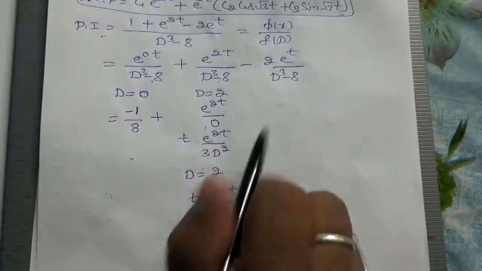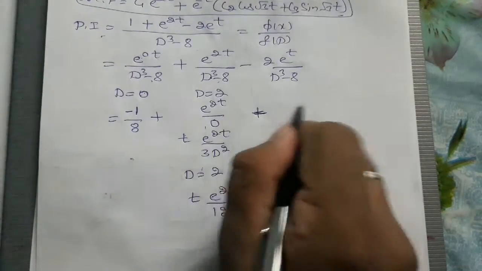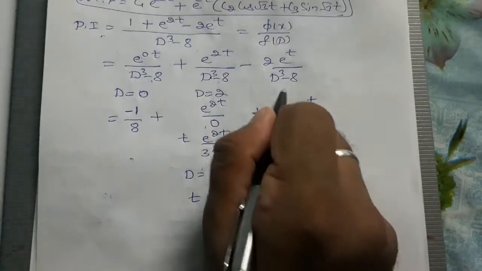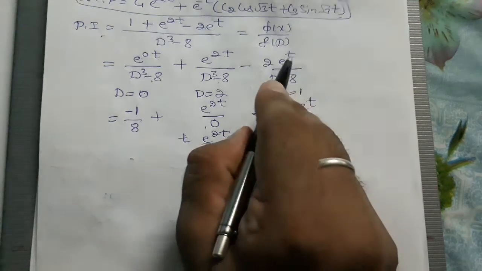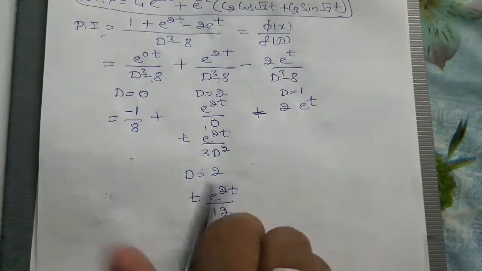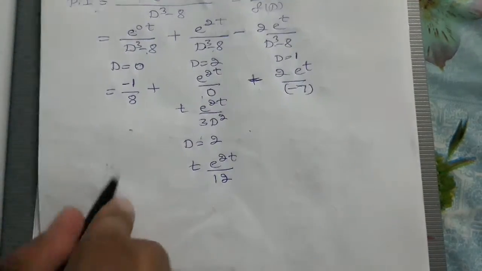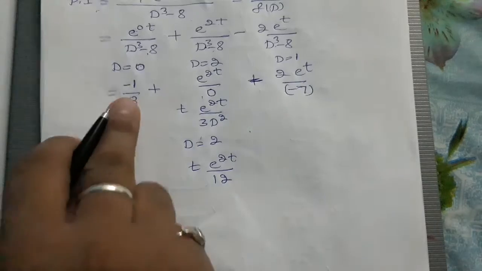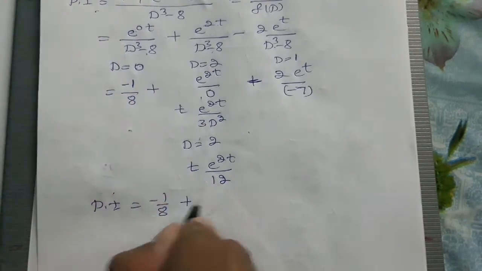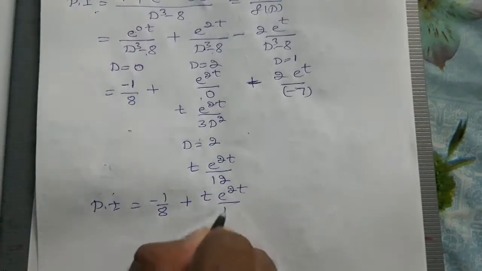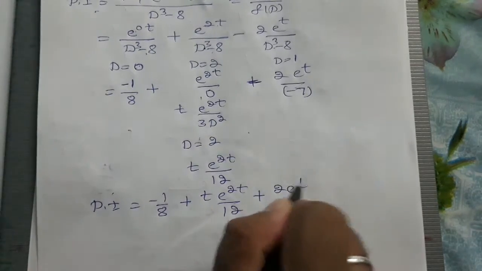This one, remember the steps. And similarly, for the third one, the answer is minus 2 e to the power of t. What are you going to replace in this? D by the coefficient of t, which is 1. So 1 cube is 1, 1 minus 8 is minus 7. So in general I'll write the particular integral equal to: the first one, minus 1 by 8; the second one, plus t into e to the power of 2t by 12; and the third one, minus into minus is plus, 2 e to the power of t by 7.